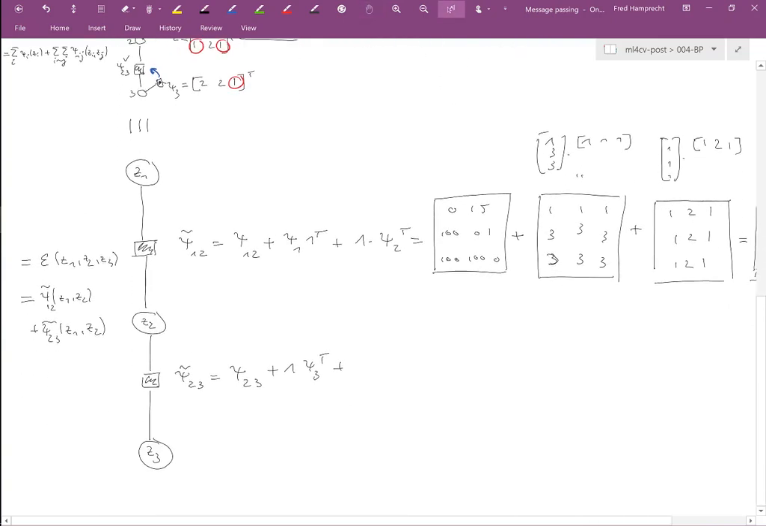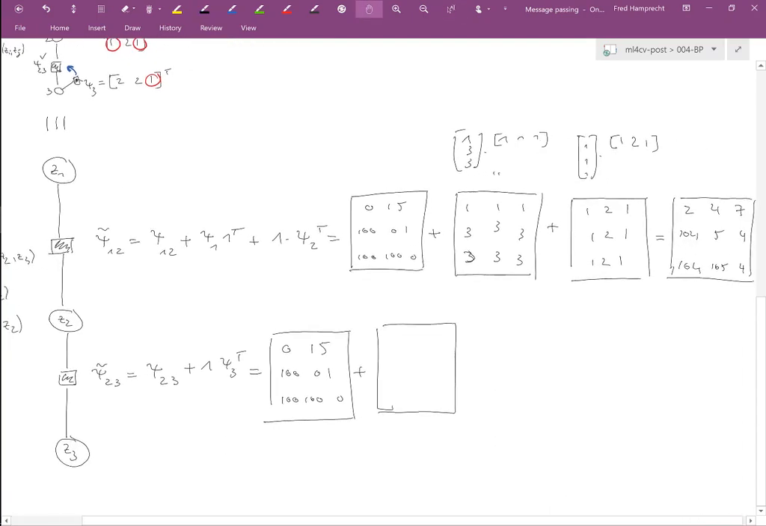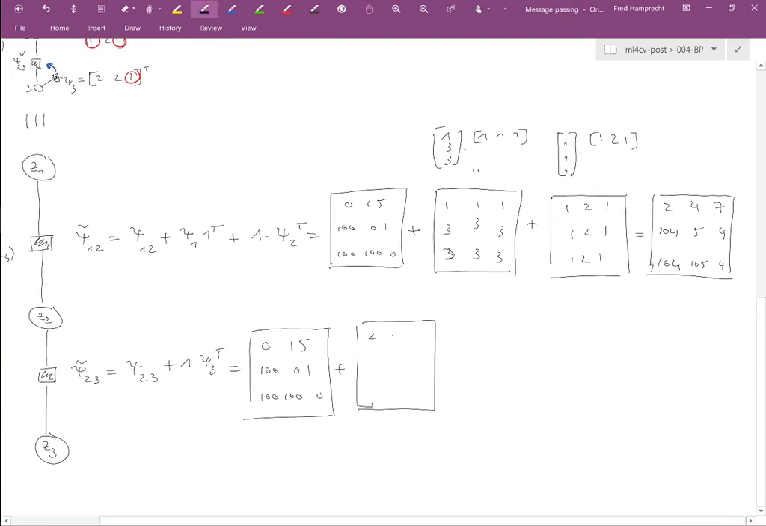Good. So let's just get this second matrix here for completeness, and because we'll need it in a moment. So again, I have 0, 1, 5, 100, 0, 1, 100, 100, and 0. And now I add to it 2, 2, 1. And I get a new effective pairwise factor with the following entries.